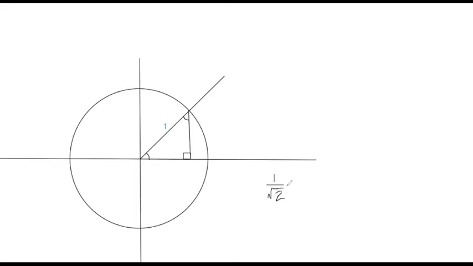We want to rationalize that denominator by multiplying by the square root of 2 over itself. So if we do that, we're going to end up with an answer that we're okay with. It's going to be the square root of 2 over 2. So if we multiply straight across, 1 times the square root of 2 is the square root of 2. And the square root of 2 times the square root of 2 is just 2.